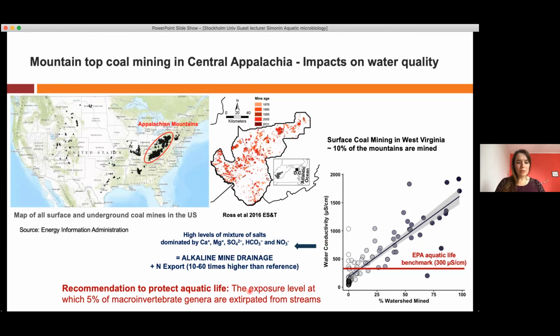And so this aquatic life benchmark or criteria that was established by the EPA is based on macroinvertebrate data, so classically used in biomonitoring. Basically, this is the exposure level at which 5% of the macroinvertebrate genera are lost from the streams.